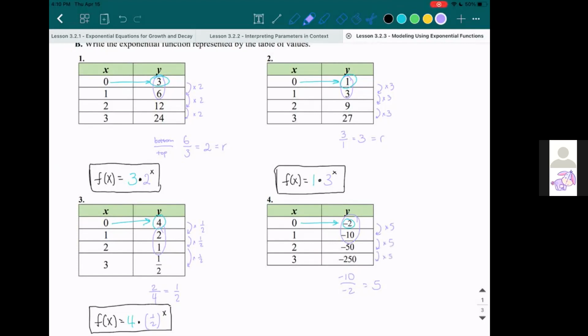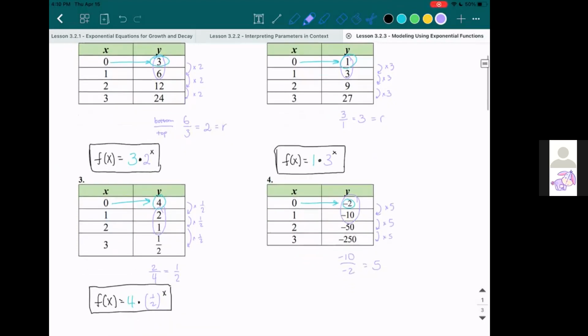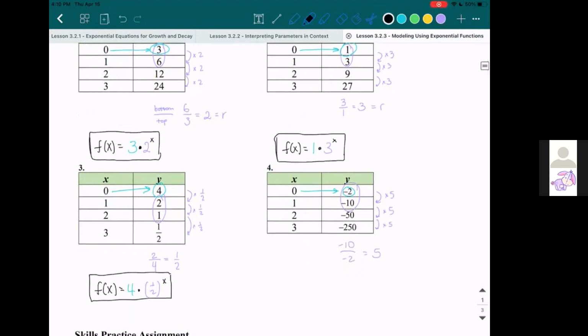And you can check it on a calculator. Is -50 times 5 -250? Yes, it is. Is -10 times 5 -50? Yes, it is. So this is good to go. Let's put it together in our final equation. We have our starting number multiplied by our common ratio raised to the power of x. And so therefore, this is your final answer.